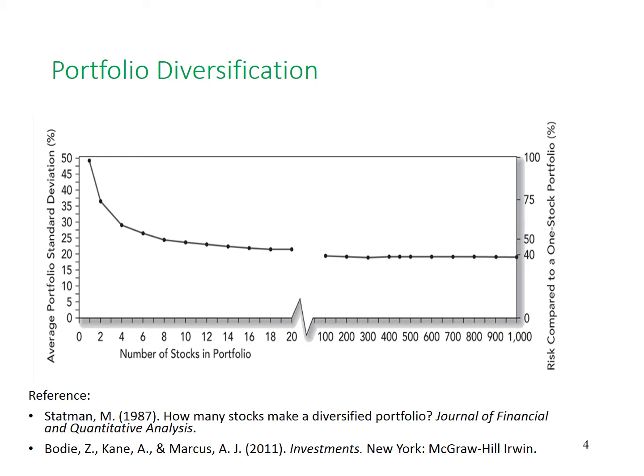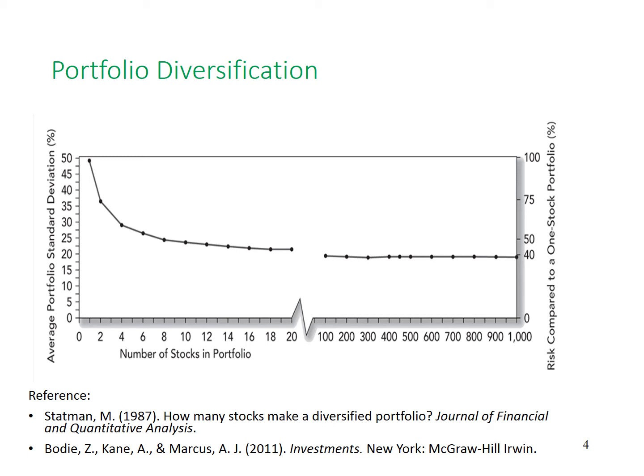How many stocks make a diversified portfolio? Let's take a look at the research study of Bill Stedman in 1987. In this diagram, when the portfolio consists of two stocks, the average standard deviation of the portfolio is close to 50%. As the number of stocks increases, the risk of the portfolio reduces. When there are 20 stocks in the portfolio, the standard deviation has reduced to approximately 20%.